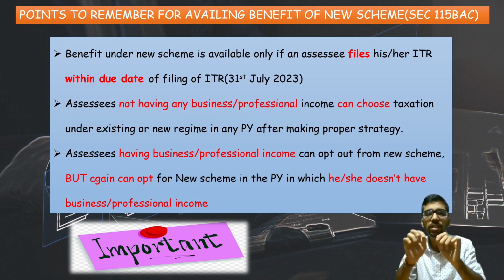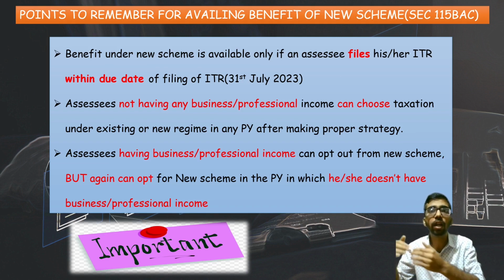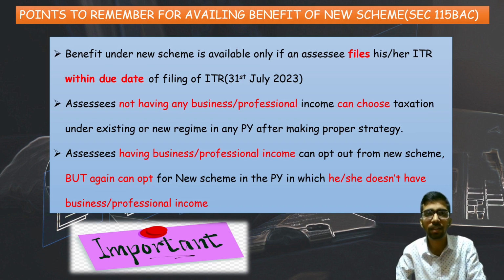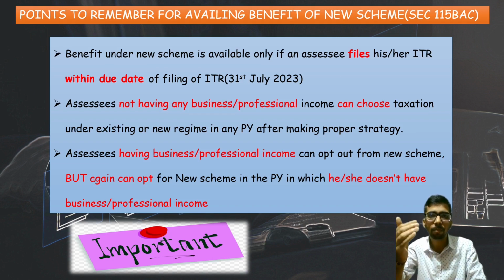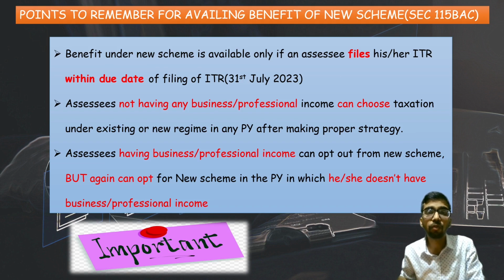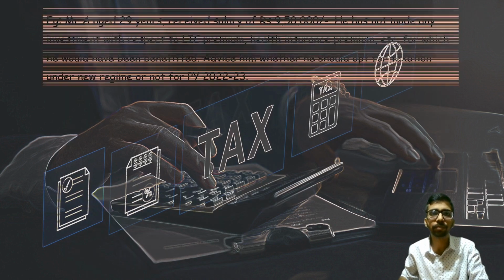If you have only salary income, or income from house property or income from other sources, then you can claim under 115BAC. This is a very critical point. These are the points you need to remember before claiming the benefit of the new scheme, Section 115BAC. Now we'll go into a more detailed explanation by seeing some very interesting examples.